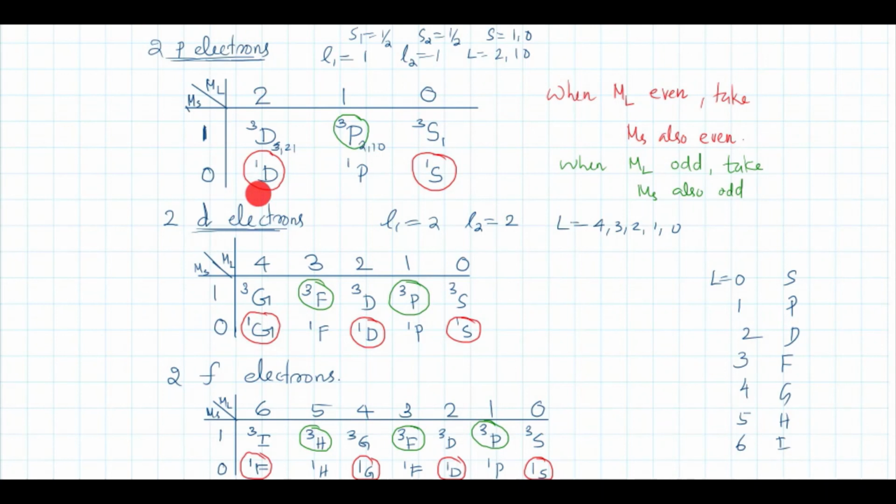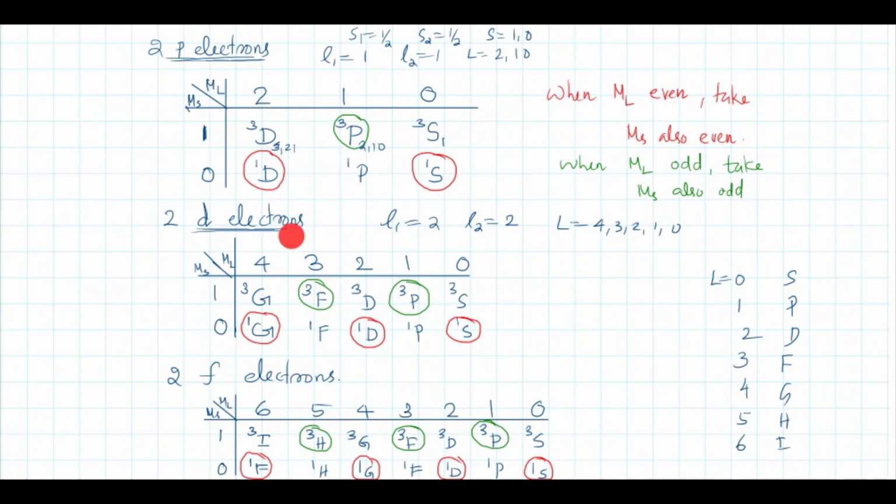You have to consider only these circled ones. What is the peculiarity of these circled ones? For the circled ones, both ms and ml are either even or odd. When you consider ms equal to 1, you consider only the odd ml value, that is this position, not this one or this one. When you take ms as 0, that is even, you consider ml also as even. That gives the possibilities for equivalent p electrons.